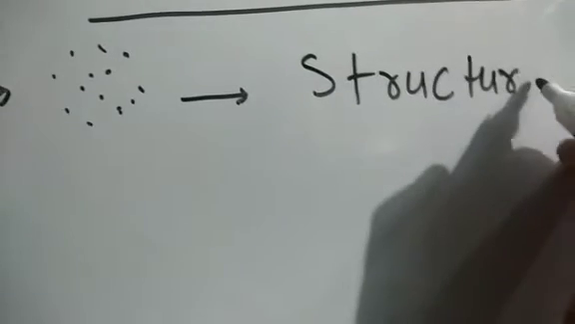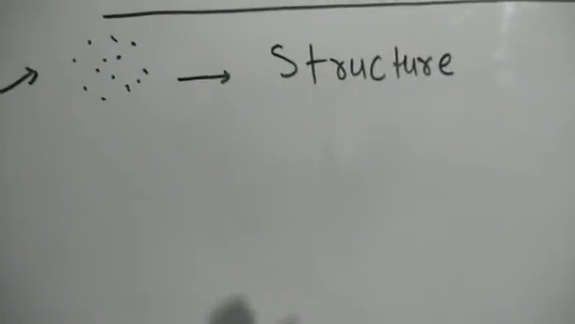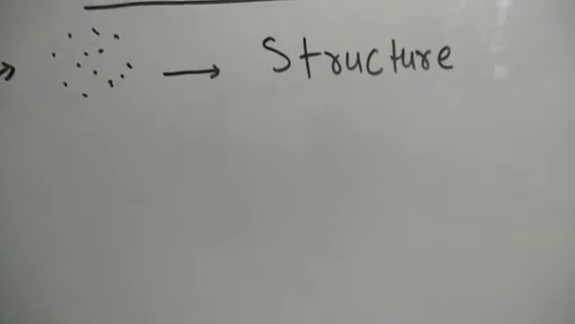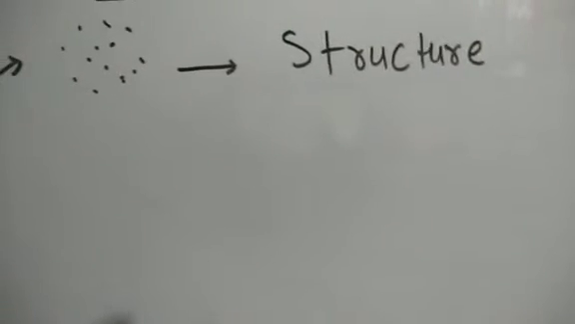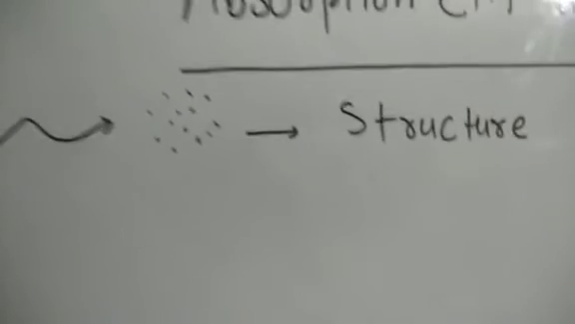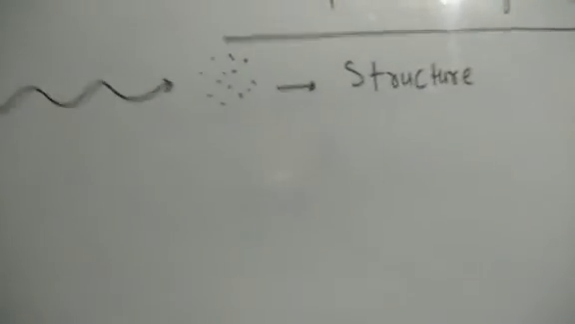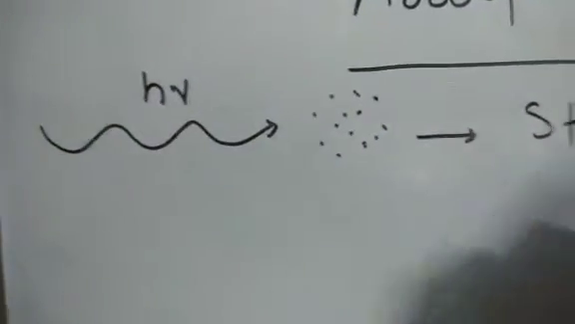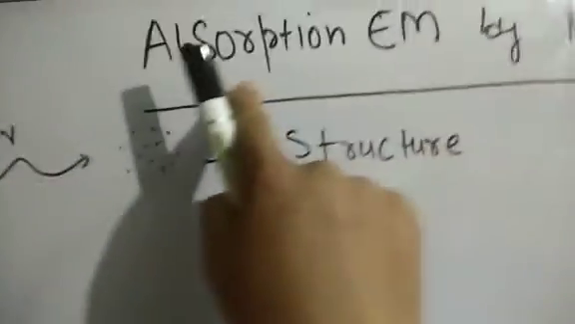Structural information: bond length, bond angle, the nature of the bond, the twisting characters, the aromatic nature, and so on. So it can give the structure of the molecule. Structural information. So the interaction of electromagnetic radiation with matter finally gives us the structure of the molecule. So today we'll talk about the absorption.